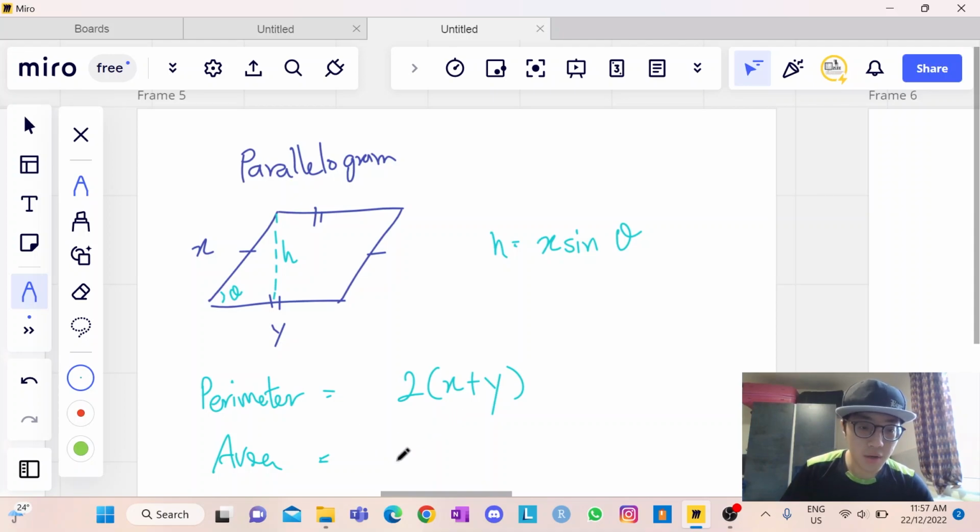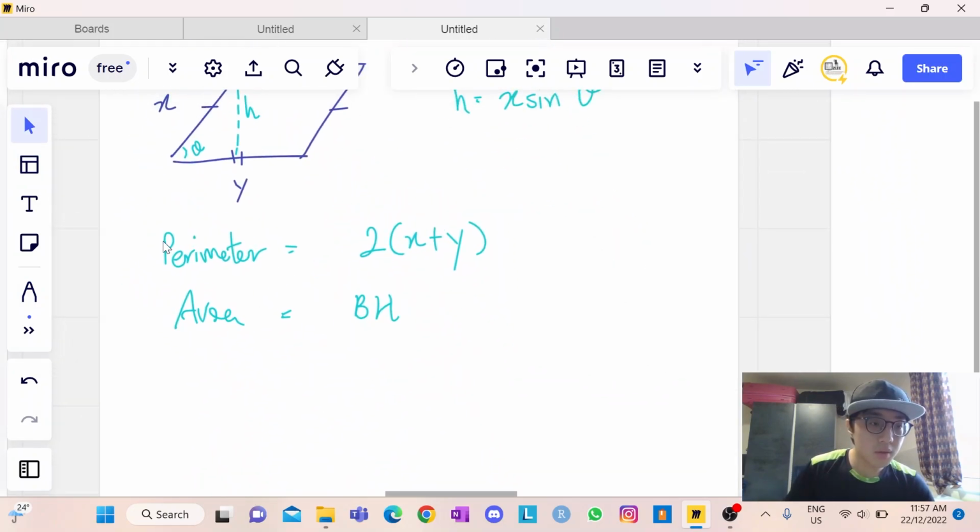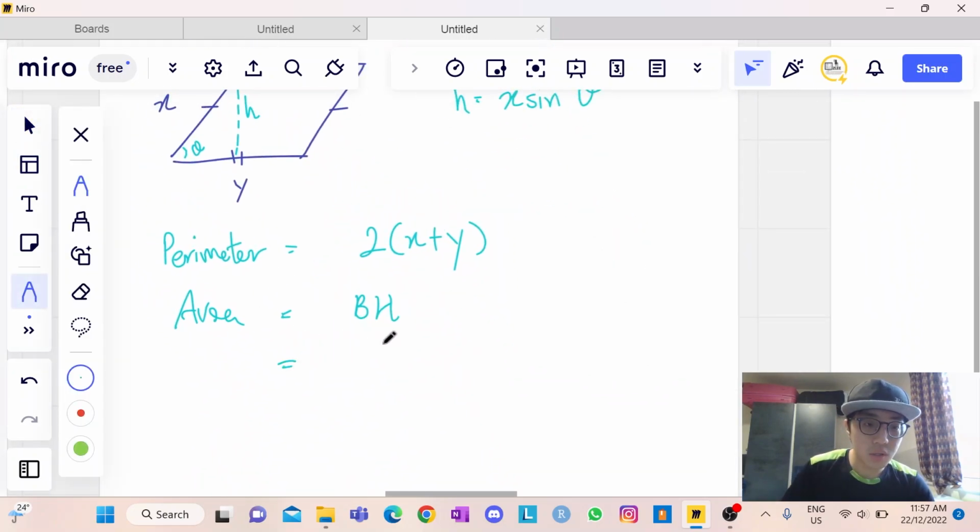So the area will be base times height, and this will be equal to h times y. All right, and we know that h is x sine theta, so it's xy sine theta. It's just that simple.